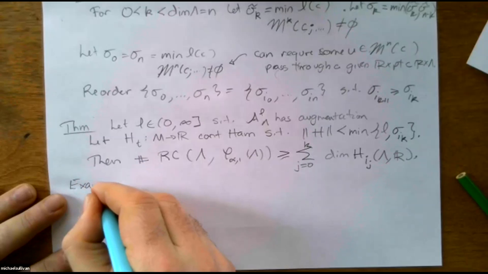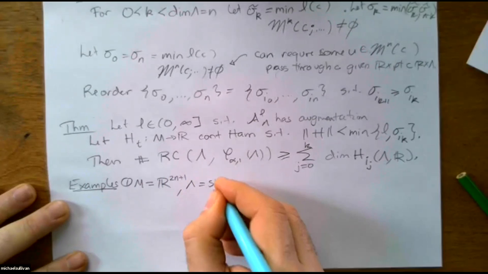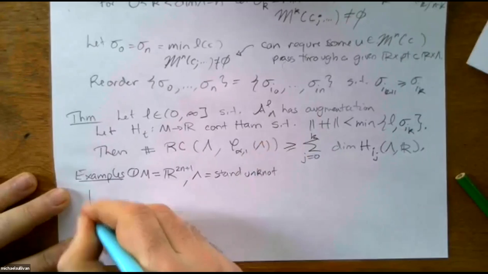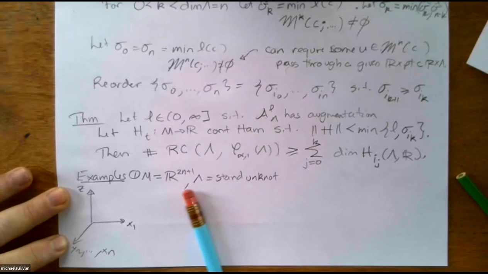So I'm going to choose M to be standard contact R2N, and lambda is a standard n-dimensional unknot. Okay, so what does that look like in the front projection? So I have Z, X1, and I'll draw the remaining directions here. Okay, and a standard unknot looks something like this.